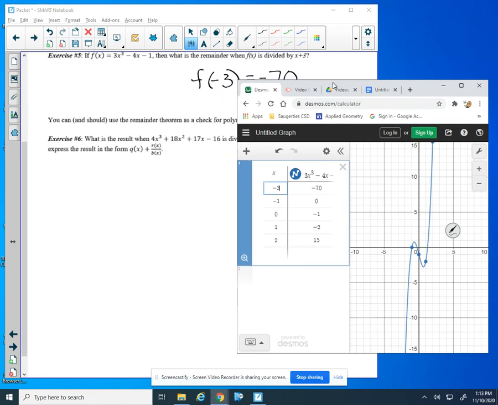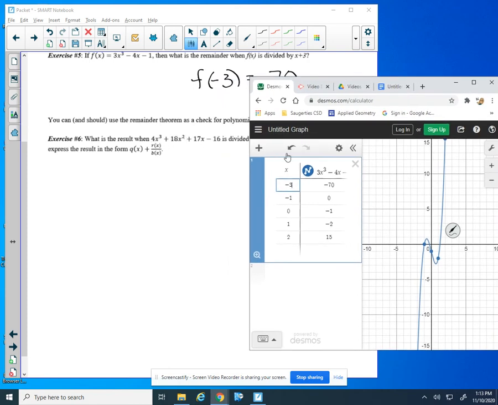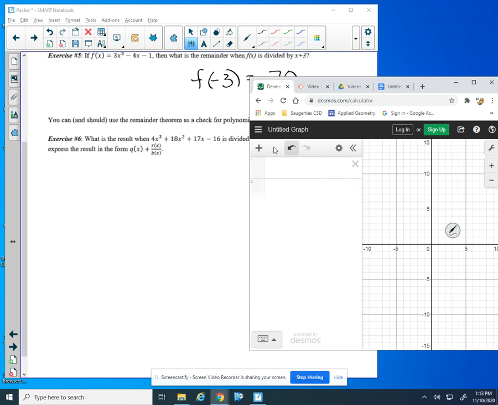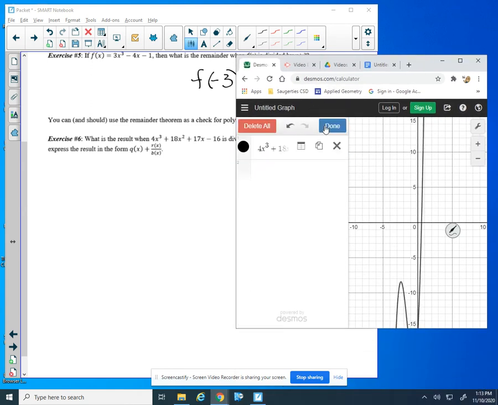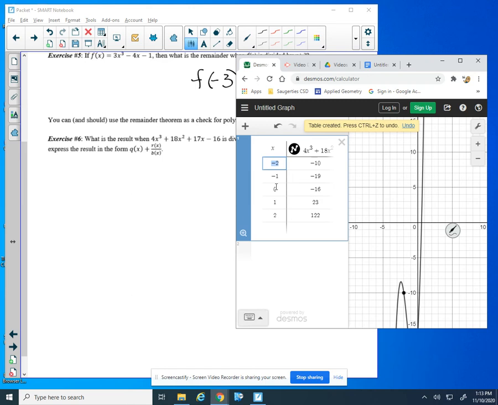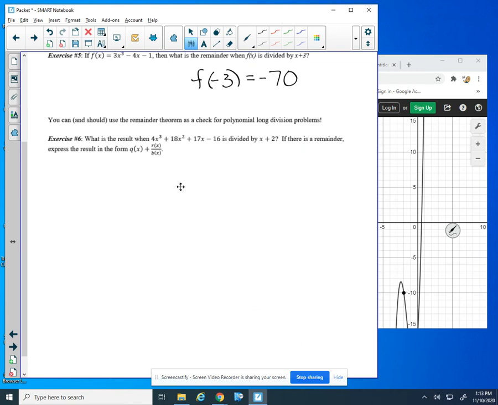So I'm going to type this in as a function. That's 4x to the third plus 18x squared plus 17x minus 16. So I'm going to evaluate the function at -2. And we already have it right here, so it's -10. That means when I do this long division, I should get -10 as the remainder. So let's go ahead and do that long division. So that's what we're expecting, right?